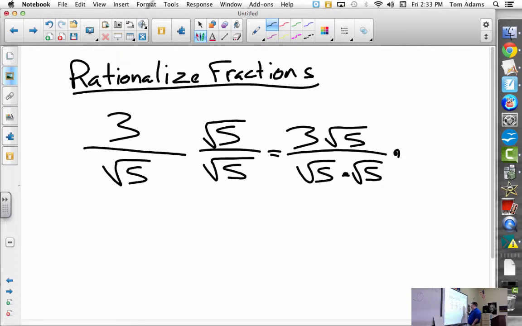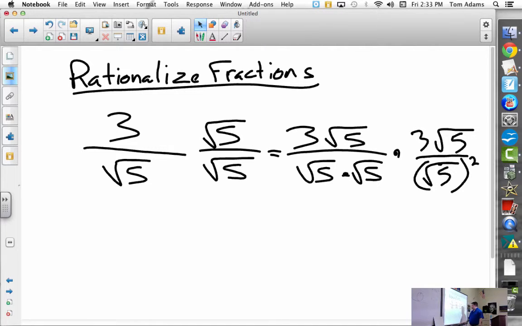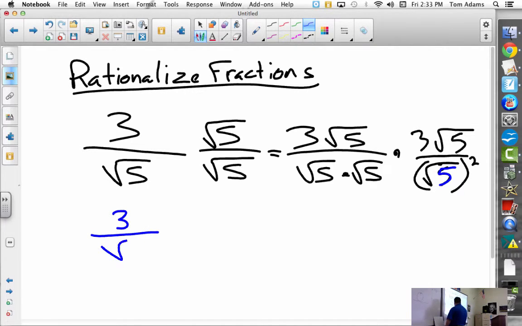Well, the reason it gets rid of the square root is that I'm literally squaring a square root. So what happens when you square a square root? What are you left with? Just the base, right? Just the base. So Mr. Adams was kind of cutting out all this stuff, and I was saying that 3 square root of 5 is the same as 3 root 5 over 5, right?